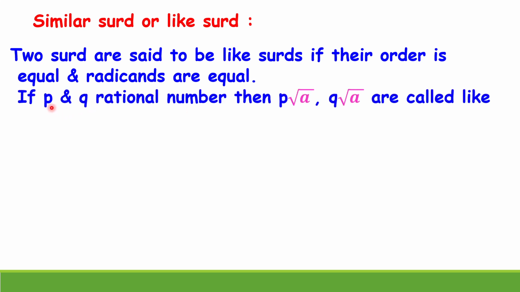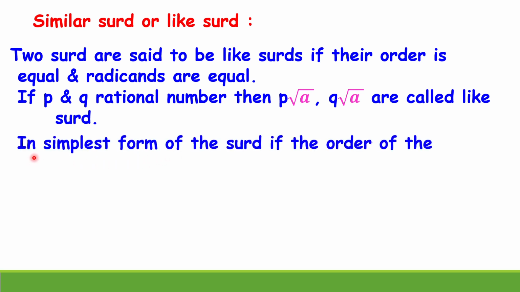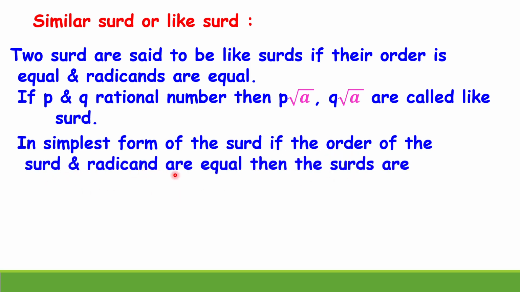For example, if P and Q are rational numbers, then P into root A and Q into root A are called like surds because the order of both surds is equal and radicand A is also equal. Therefore, P root A and Q root A are like surds or similar surds. In short, in the simplest form of the surd, if the order of the surds and radicands are equal, then the surds are similar or like surds.